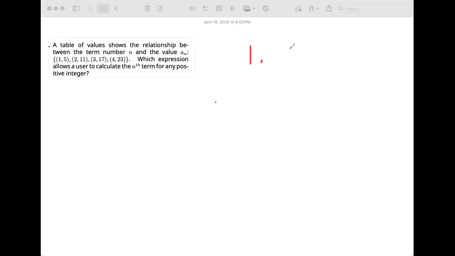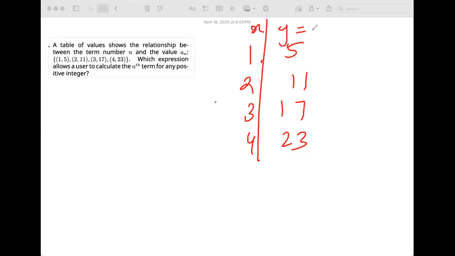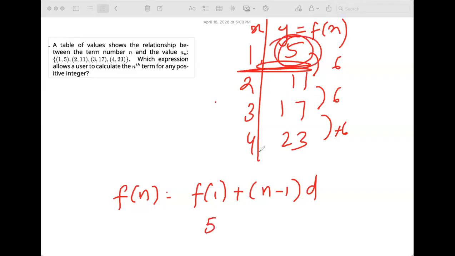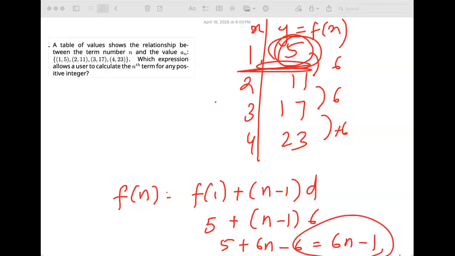So it is 1, 5, 2, 11, 3, 17, 4, 23. This is x and y values, right? This is f of x, right? So the common difference is 6, plus 6, right? So we know nth term will be equal to first term plus n minus 1 times d. F of 1 is 5. The first term is 5 plus n minus 1 times 6. 5 plus 6n minus 6 is 6n minus 1. Make sense?